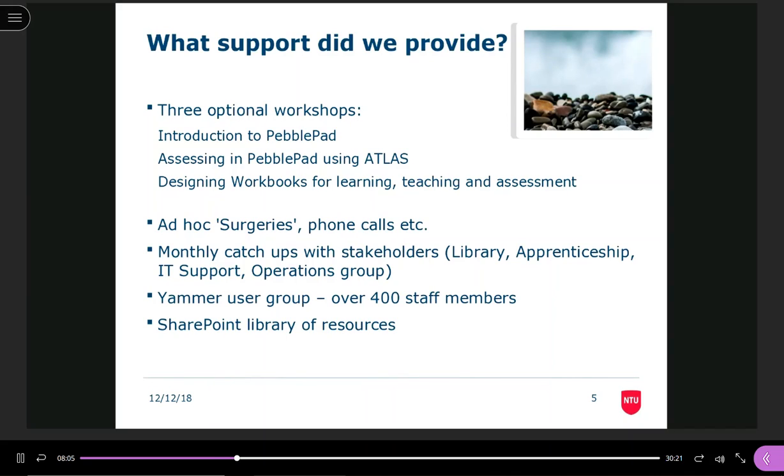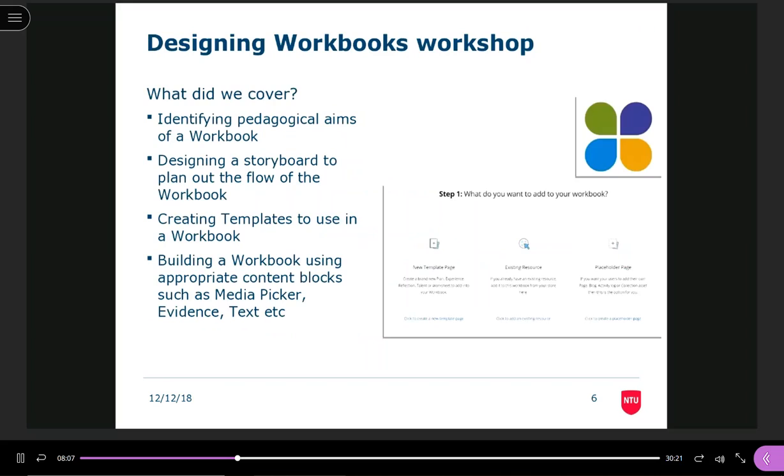So our workshop then, the Workbooks workshop, and this is early days, so we started this about halfway through last academic year, so we are still refining this. What we wanted to do really was take people back to the beginning and strongly encourage them to think about the pedagogy behind the use of a PebblePad workbook.